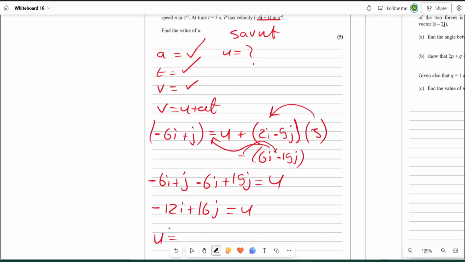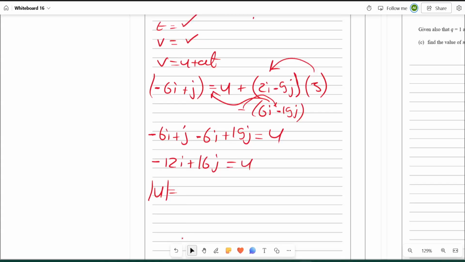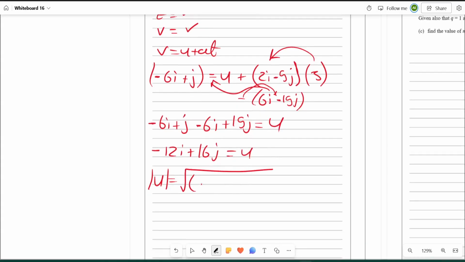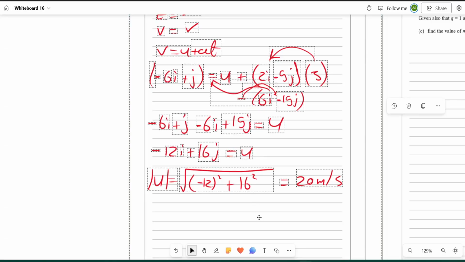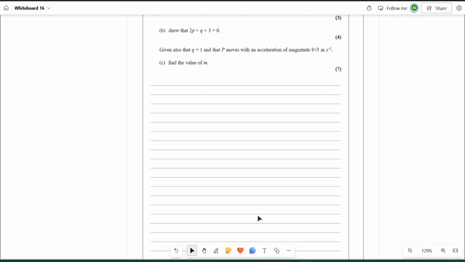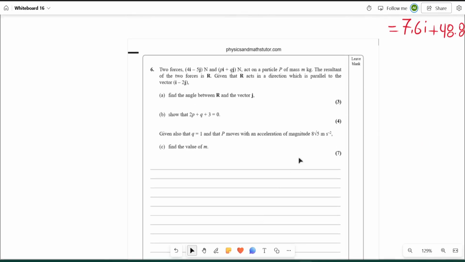If I want the actual speed, I'm going to do the square root of negative 12 squared plus 16 squared. That is going to equal 20 meters per second exactly. And this is how to solve this question. So with vectors, you need a strong foundation in kinematics as well. If you know how to deal with kinematics, you're going to make your life way, way easier in these questions. So let's get into the next question.